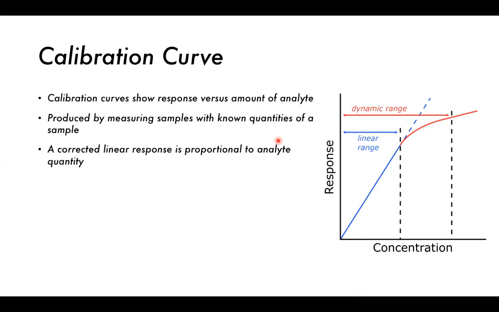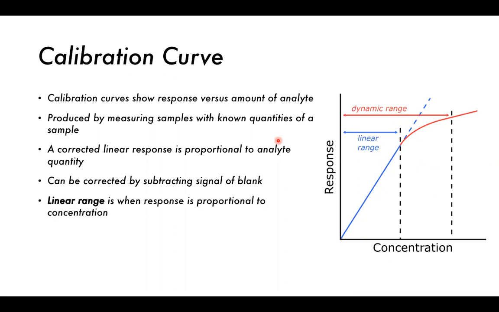Now, a corrected linear response is going to be proportional to the analyte quantity. What does it mean by corrected linear response? Well, this is the response of the instrument, so the measured value, for example, maybe the absorbance that was measured, and then this is going to be corrected using the absorbance of the blank. So it will be the signal of the instrument measured for our analyte minus the signal from the blank, and that will give us our corrected linear response. And so this can be corrected by subtracting the signal of the blank.